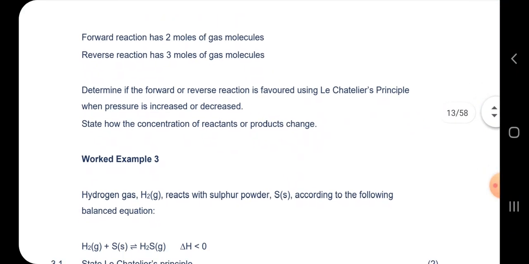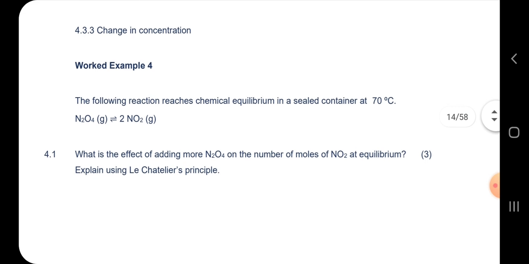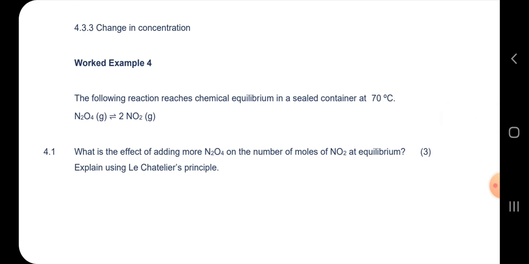And also in example 4 here, the following reaction reaches chemical equilibrium in a sealed container at 70 degrees. Sealed container, that is a closed system. N2O4 is the reactant, and then we have the product. What is the effect of adding more N2O4? We are adding more, so we are increasing the reactant, which means the reactant will decrease and the product will increase. Look at the answer.